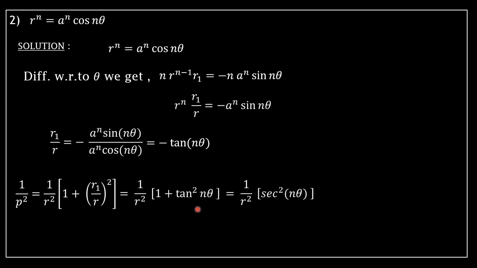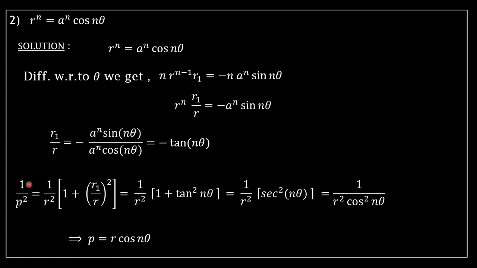What is 1 plus tan square theta, students? It is nothing but secant square theta. Observing that result, 1 plus tan square n theta will be equal to secant square n theta. Can I write secant square n theta as 1 divided by cos square n theta? I can, because we know that secant is the reciprocal of cos, right? So the equation can be rewritten as 1 by r square into cos square n theta. Taking the square root on both sides and cross multiplying the terms, you get p is equal to r into cos n theta.